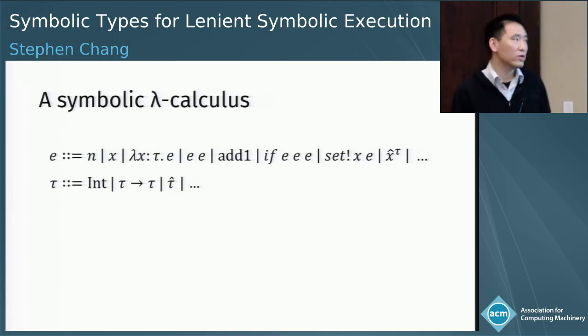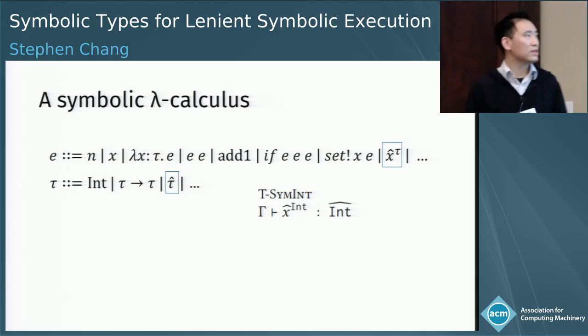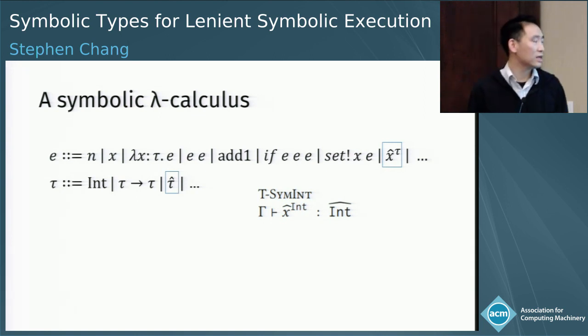So our typed Rosette language is based on a core symbolic lambda calculus that supports higher order functions and mutation. And for types, for this talk, I'm just going to assume that we have base integers and function types. And then as a first step, we add symbolic values and symbolic types. So symbolic values are written as variables with a hat and a type annotation, and symbolic types are written as just regular types with the same hat. And so in my calculus, I would write a symbolic int, as you see on the screen, and it would have a symbolic type.